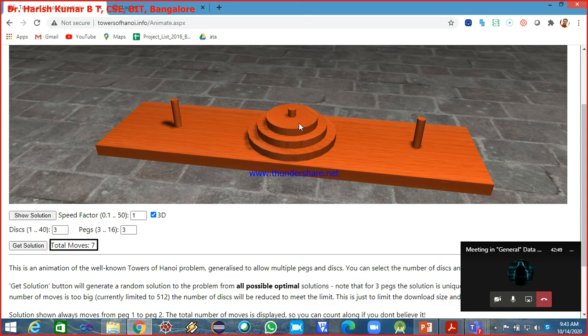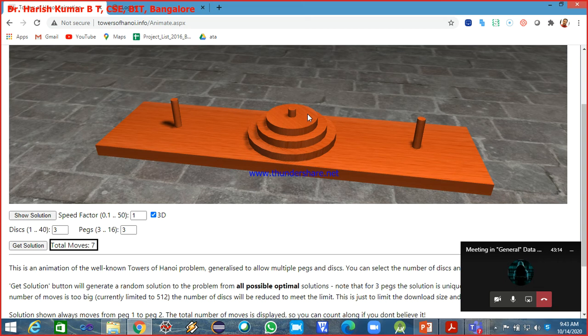Take a piece of paper and a pen. Smaller disk, you name it as 1, the next disk as 2, and the next disk as 3. Take this as peg A, this as peg B, and this as peg C.